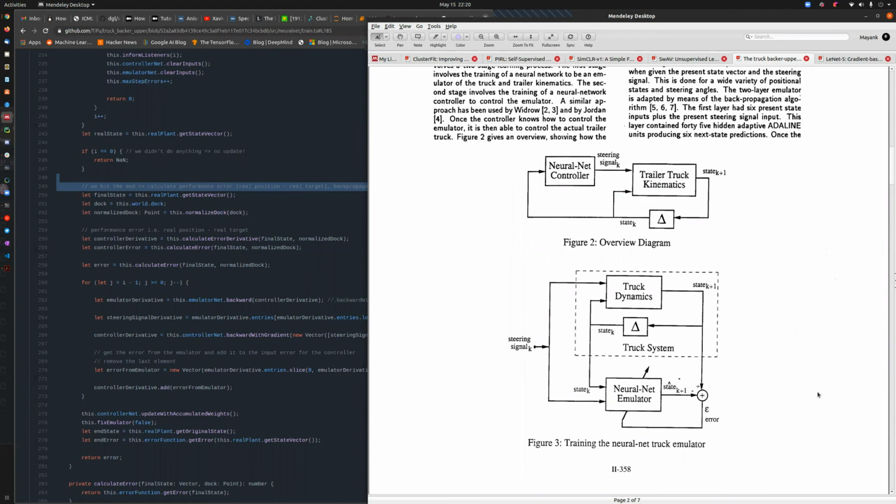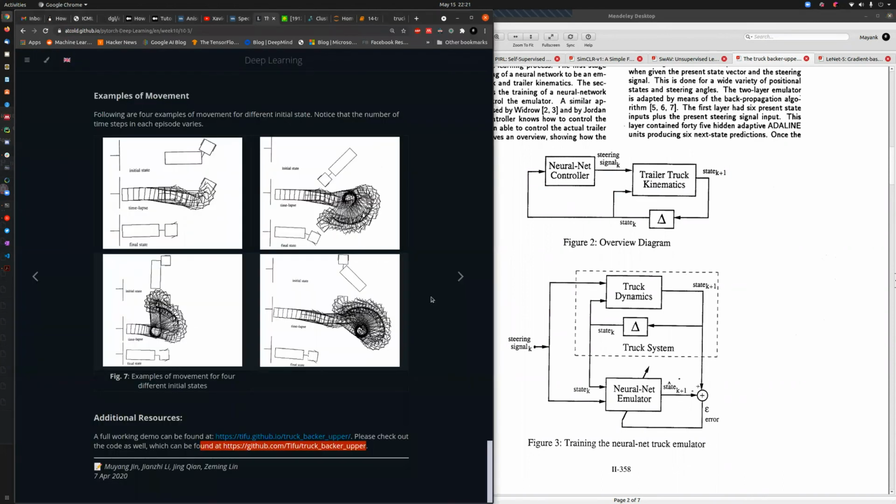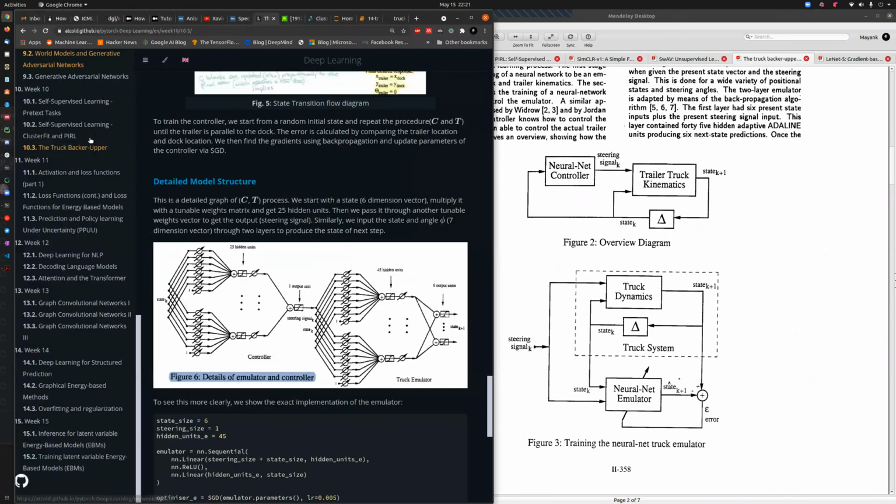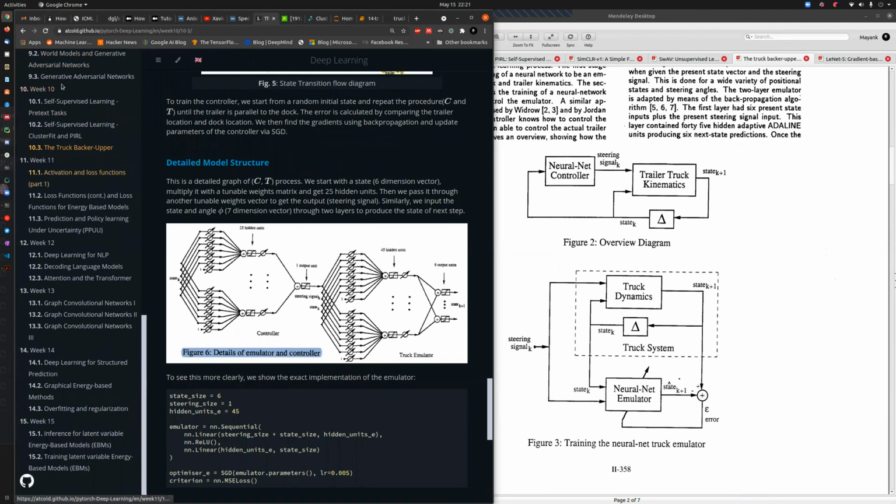I think so. With this, we end this chapter, these two parts: the week 10 of self-supervised with the trucker backer upper problem. That's all from me. Thanks, guys.